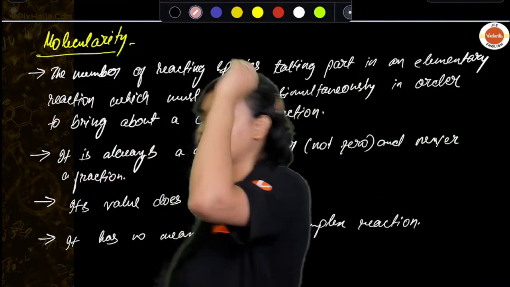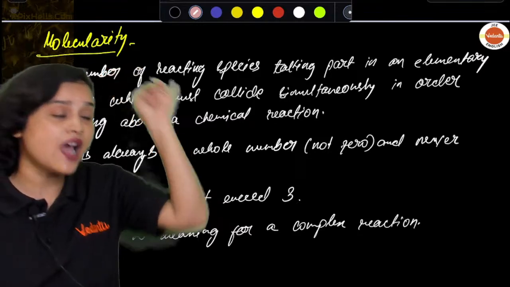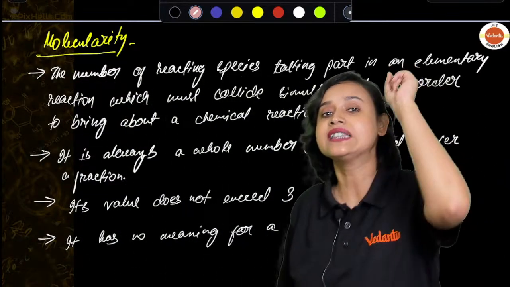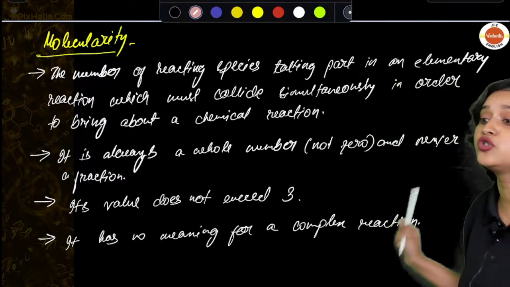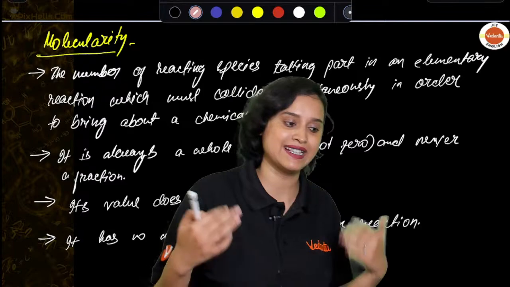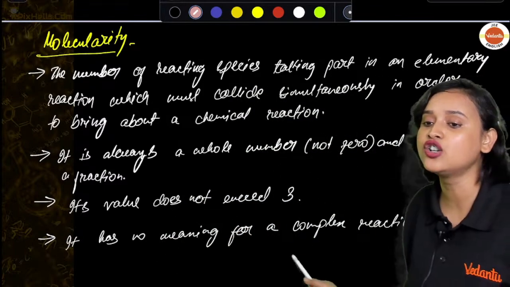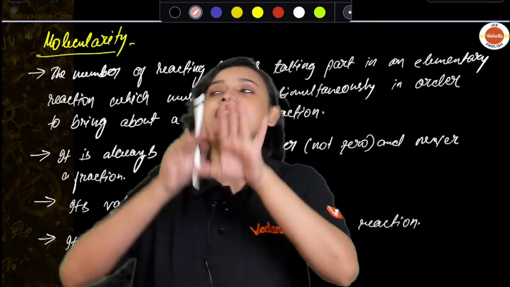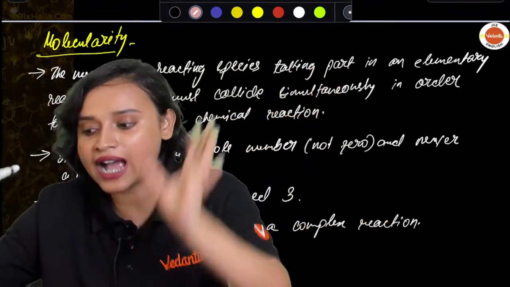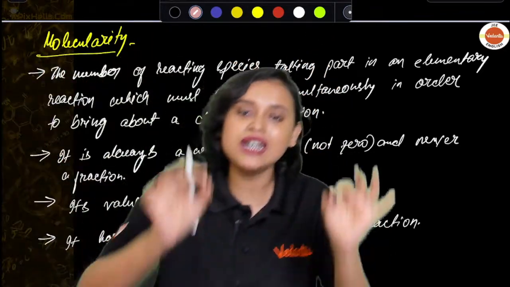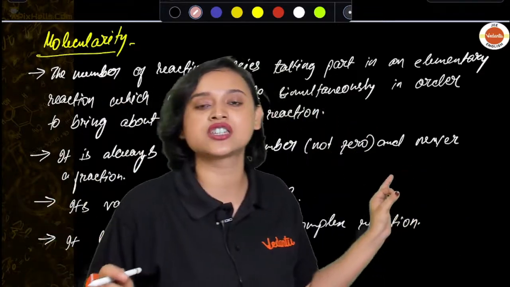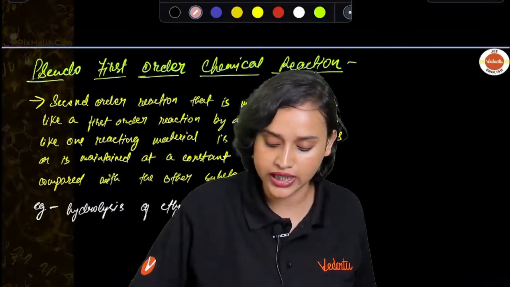Molecularity cannot be a fraction. Molecularity cannot be a negative number. Molecularity has to be a whole number. By the way, it can only go up to 3. Molecularity will not exceed 3. It has no meaning for a complex reaction. It is only applicable for an elementary reaction. For a complex reaction, we do not talk about molecularity.